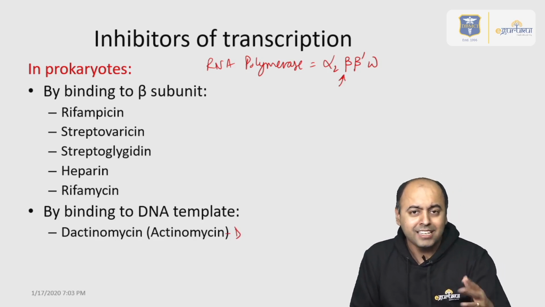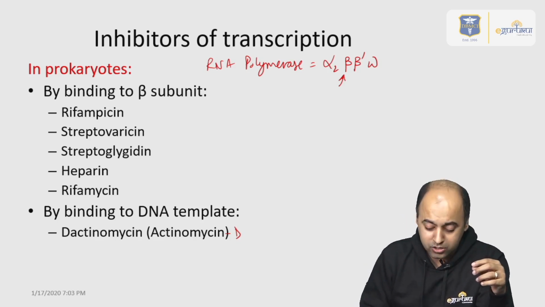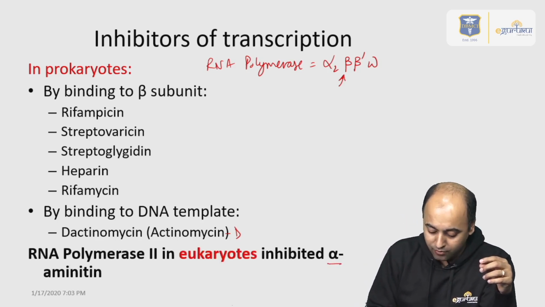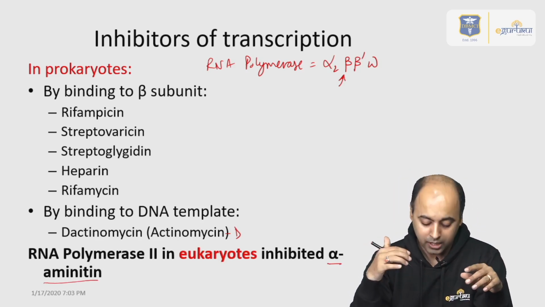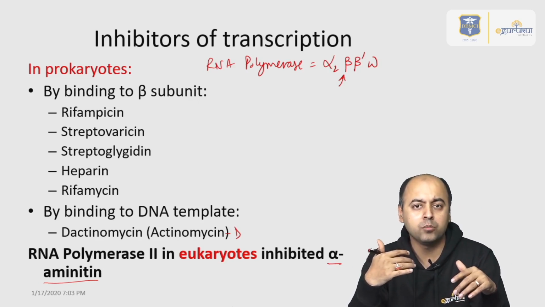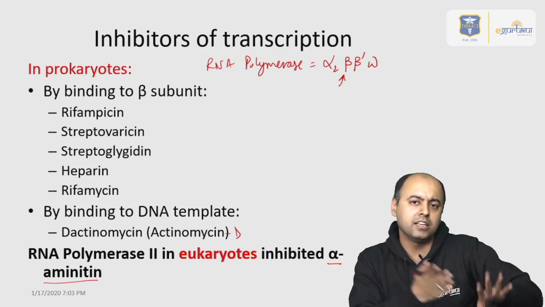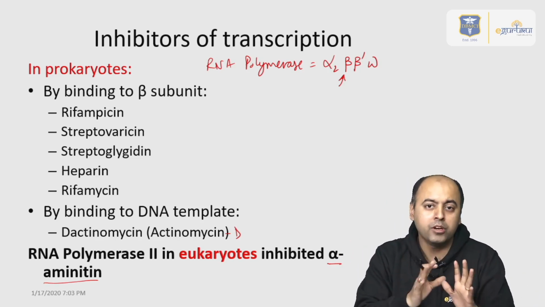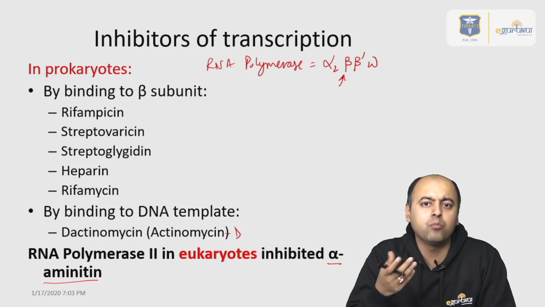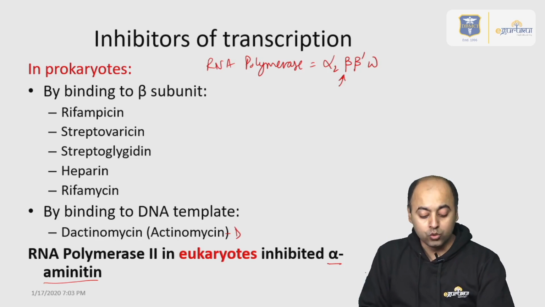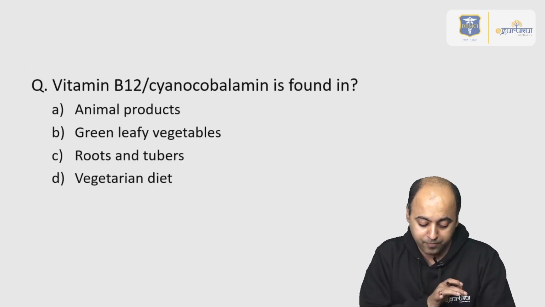Now, is there any important example of a molecule which inhibits transcription in the eukaryotes? Yes, the answer is alpha amanitin, obtained from the mushroom Amanita phalloides, as you read in pharma, and it inhibits the RNA polymerase 2 to a significant extent. It also inhibits polymerase 1 and 3, but their inhibition is less. The most prominent inhibition is for RNA polymerase 2, which is the more important type of polymerase for the eukaryotes. Okay, so that's about inhibition of transcription.